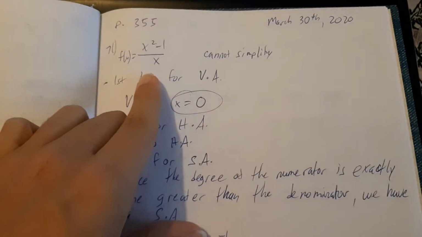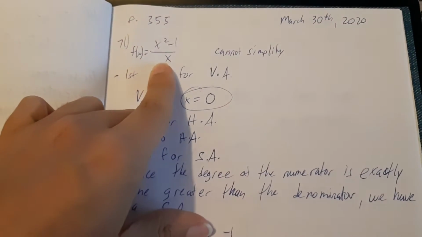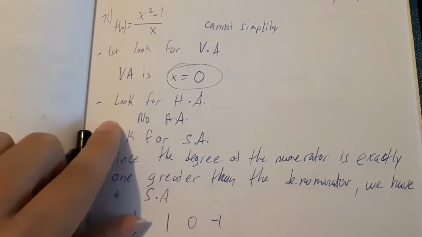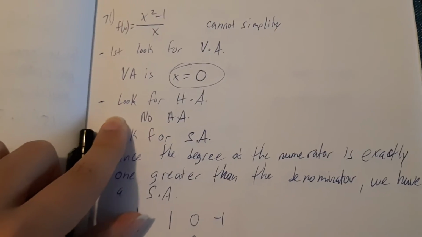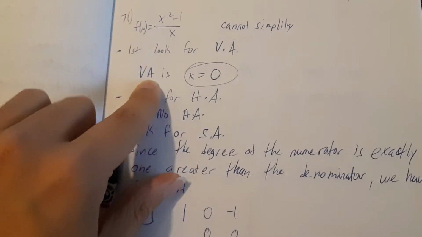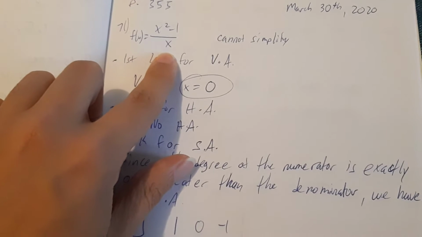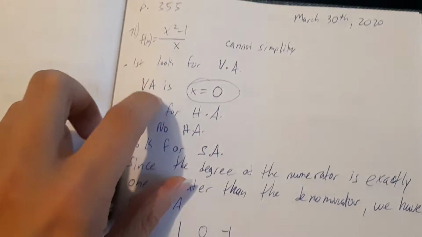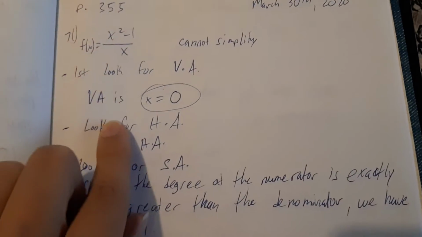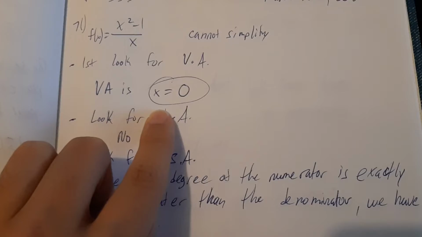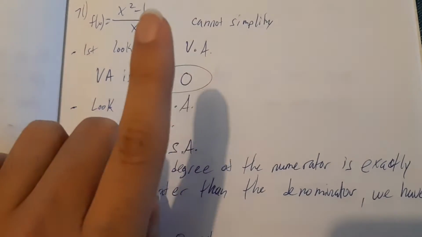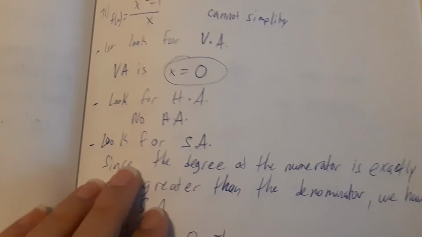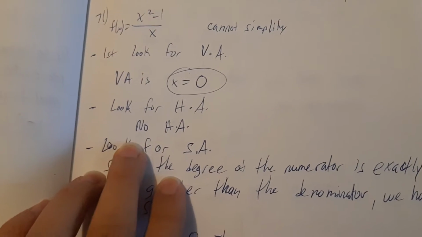Once we have our function, which is x squared minus 1 divided by x, we try to simplify it. We cannot simplify it. So then we begin looking for the asymptotes. Because the denominator is only x, the function doesn't exist when x is equal to 0. So we have a vertical asymptote when x is equal to 0. That's old news. We've already done that many times, so hopefully no doubts so far.